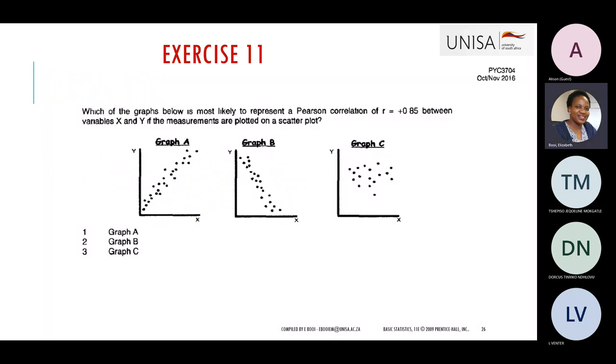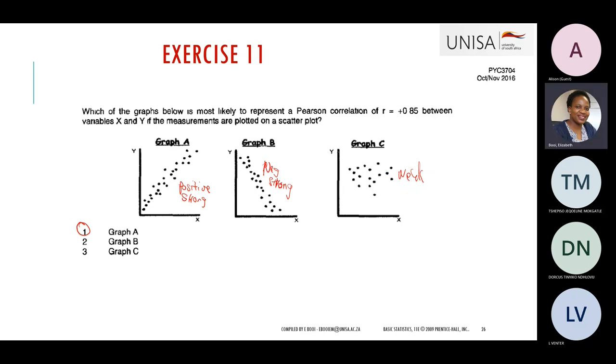Exercise 11. Which of the graphs below is most likely to represent a Pearson correlation of R equals positive 0.85 between variables X and Y if measurements are plotted on a scatter plot? Which graph? A, B, C, for a positive 0.85. Graph A. It will be graph A. Because graph A is clearly a positive strong relationship, and this is a negative strong relationship, and this is a weak.